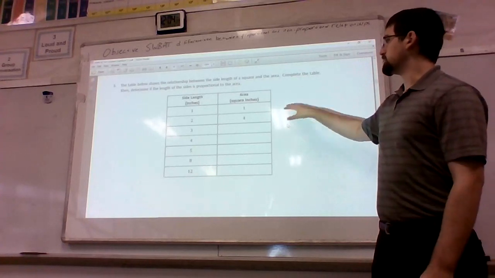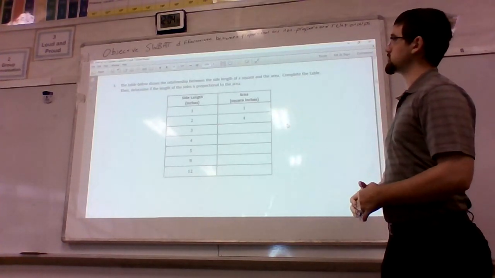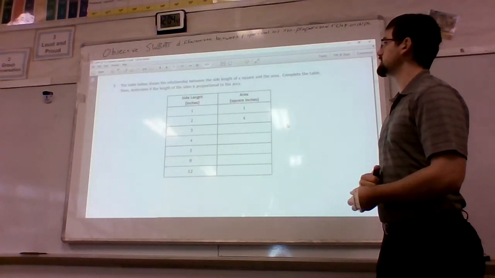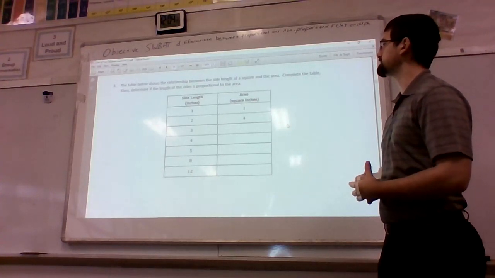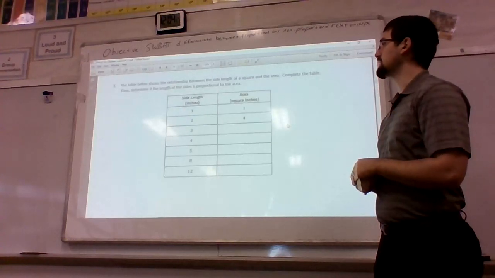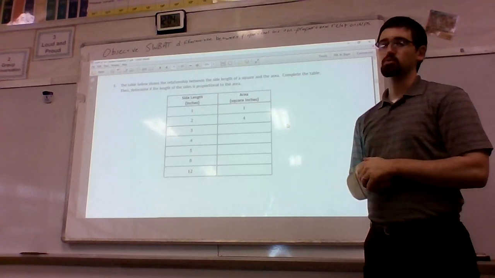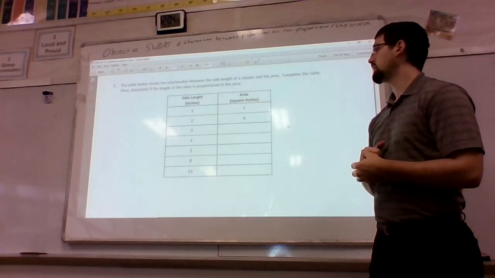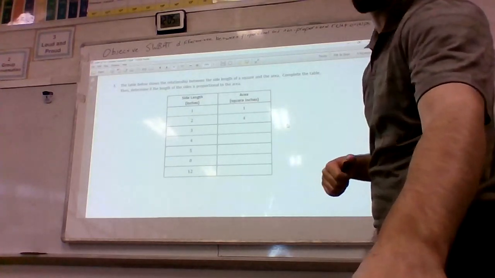The next problem below, right here, says the table below shows the relationship between the side length of a square and the area. Complete the table. Then determine if the length of the sides is proportional to the area. Okay. Again, this is a more difficult question, and this is going to be a bit of a challenge. And actually, hold on 1 more second.